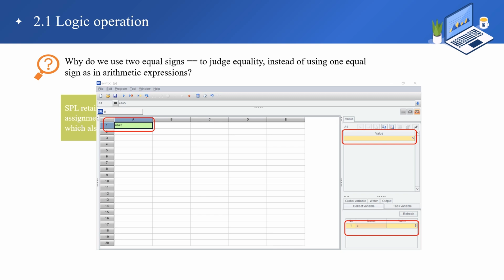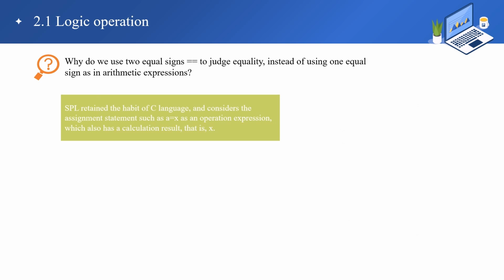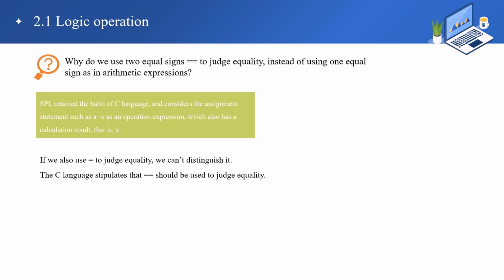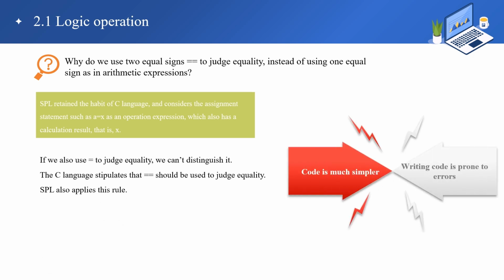Because A equals 5 is also understood as a calculation formula, its calculation result is 5, which can be assigned to cell A1. But after such an agreement, if we also use equals to judge equality, we can't distinguish it. Therefore, the C language stipulates that two equal signs should be used to judge equality, so it will not be confused with assignment operation. SPL also applies this rule.